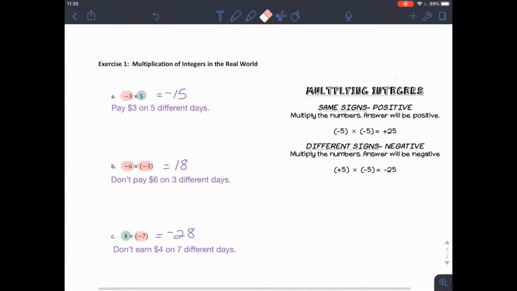The absolute value of 4 times 7 is 28, and because my signs are different, my answer should be negative. And that makes sense with my situation, because if I do not earn $4 on 7 different days, then I have missed out and do not have the $28 I could have earned.